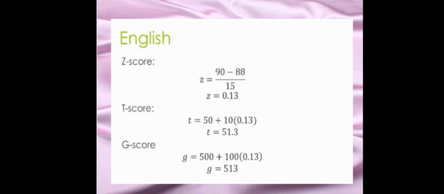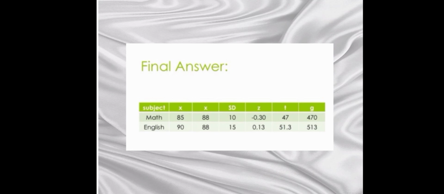So in English, 90 minus 88 divided by 15 is 0.13. So in here, the standard score, with the mean, is 50 and the standard deviation is 10. So if you solve this all together, it's 51.3. And the g-score, 500 plus 100 times 0.13, and the answer is 513. So this is the final answer.